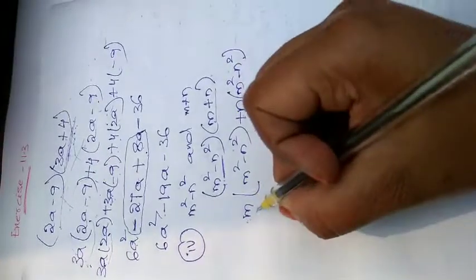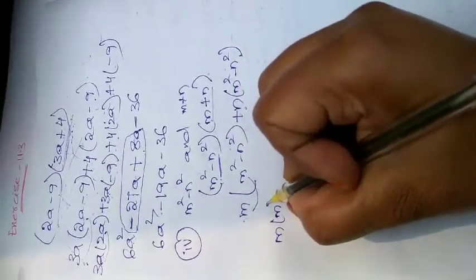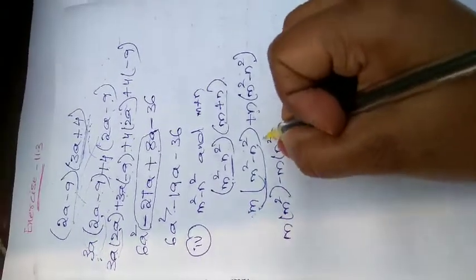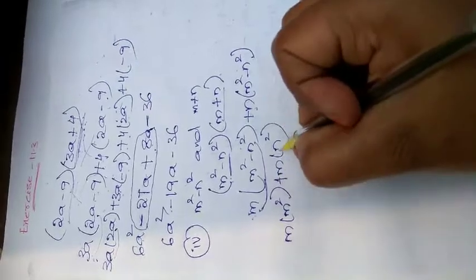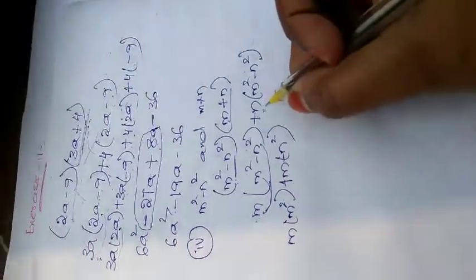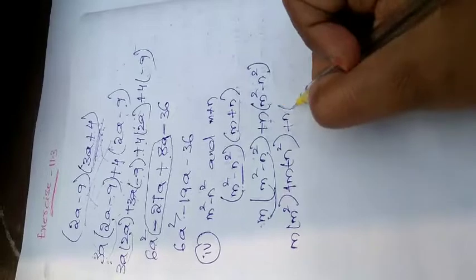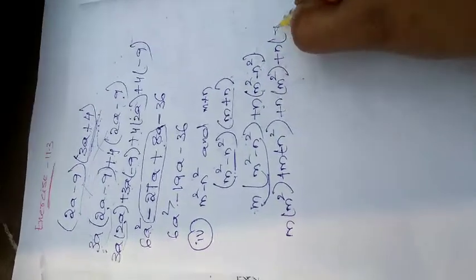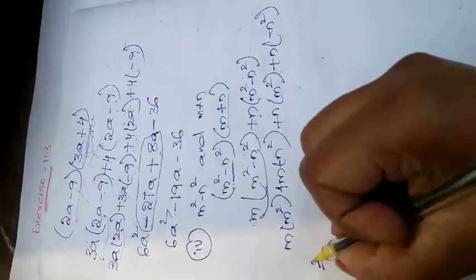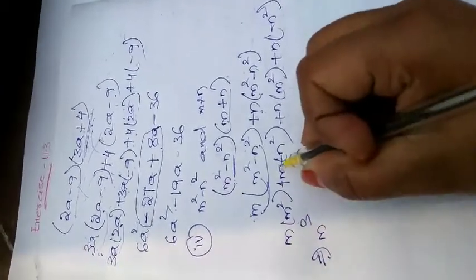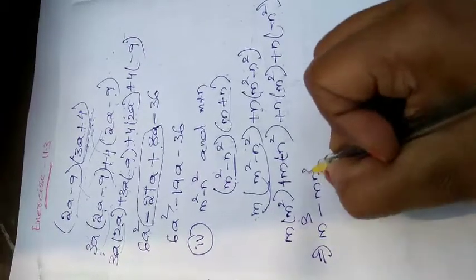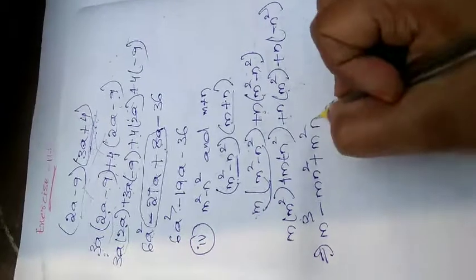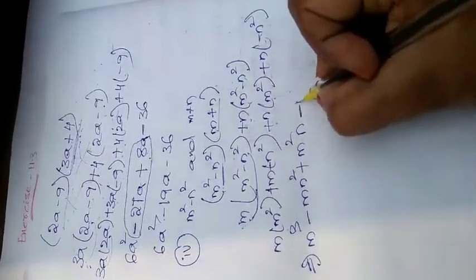Now I can distribute this, m into m square. Next I should distribute to this one, so plus m into minus n square. Next plus n into m square. Next plus n into minus n square. So m into m square is m cube, plus into minus is minus m n square. Plus m square n, next plus into minus is minus n cube.